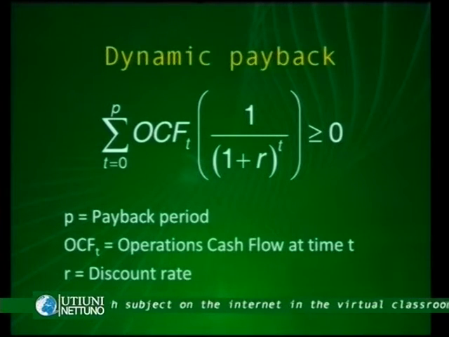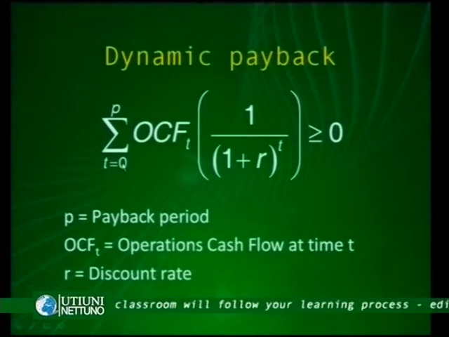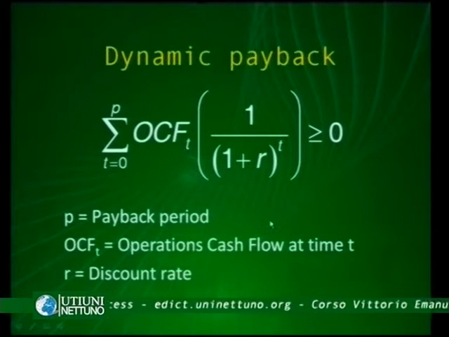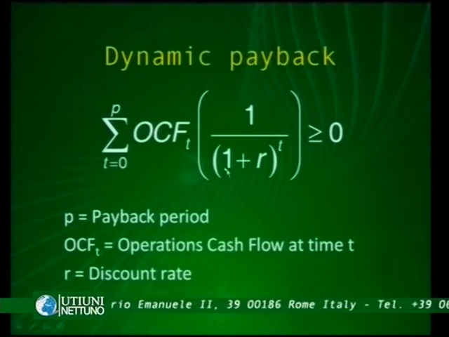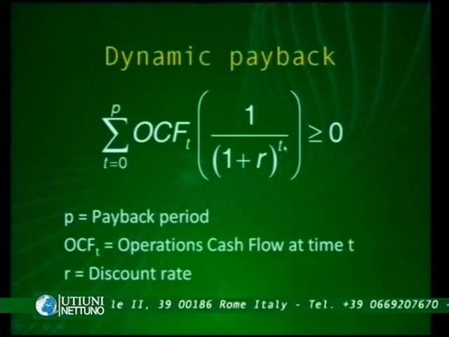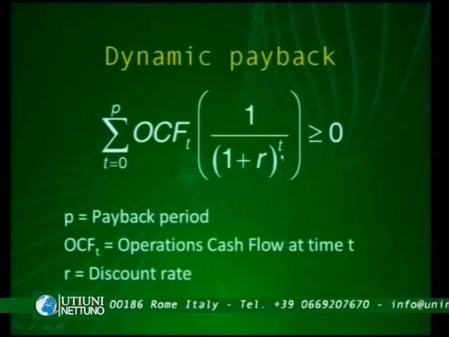So here you find the summation for t going from 0 to p. 0 is the initial investment, p is the payback period, and t is the timing. So here you have the operating cash flows at time t that are multiplied by the relative discount factor that, as you remember, is calculated as 1 divided by (1 plus r) to the power of t, where r is the discount rate.